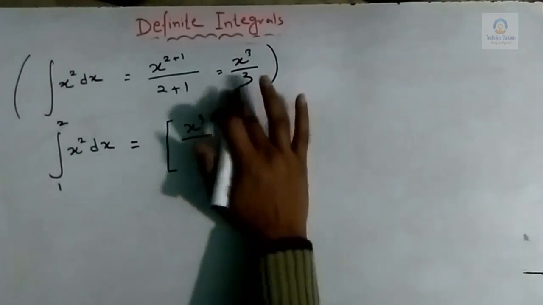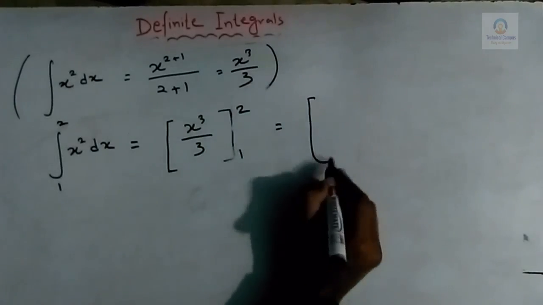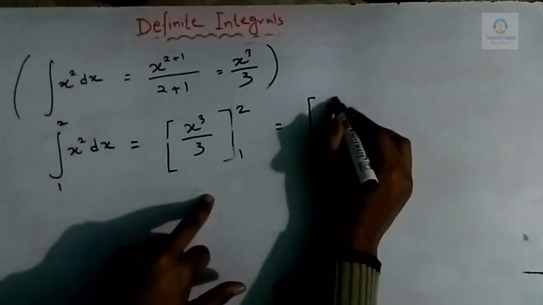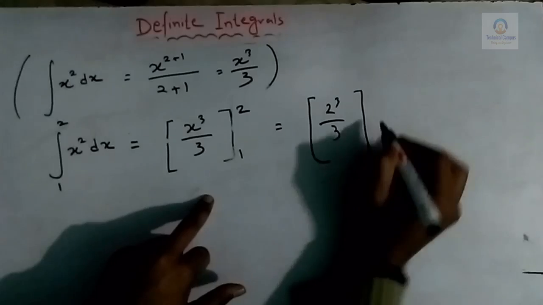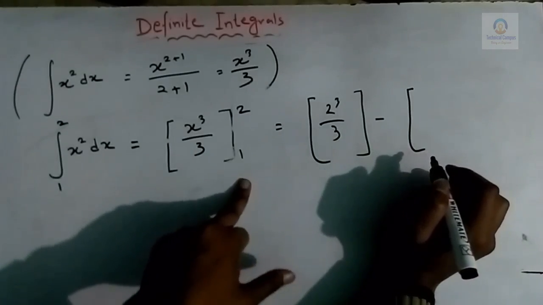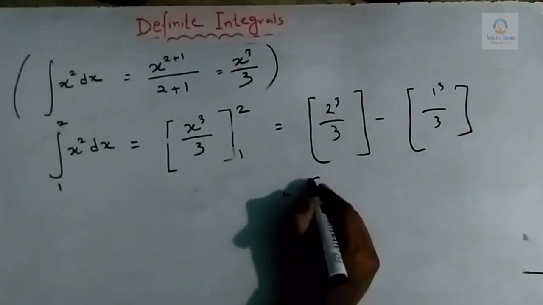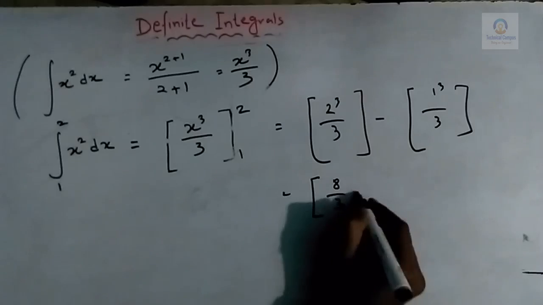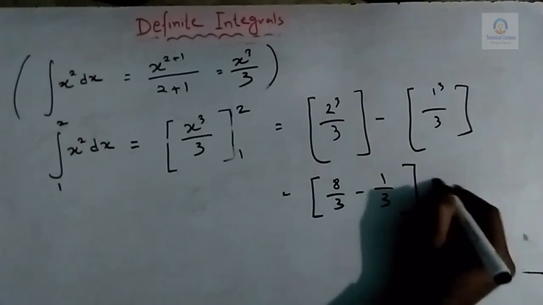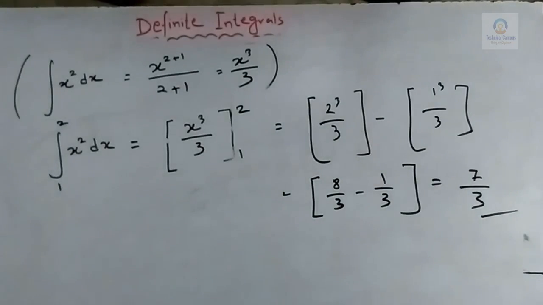Here the value of the upper limit is 2 and the lower limit is 1. If we replace x by the upper limit, it will be 2 cube by 3, and we subtract the value at the lower limit, where replacing x by 1 gives 1 cube by 3. So it will be 8 by 3 minus 1 by 3, that is 7 by 3. So this is the answer. This is the way we calculate the value of definite integrals.